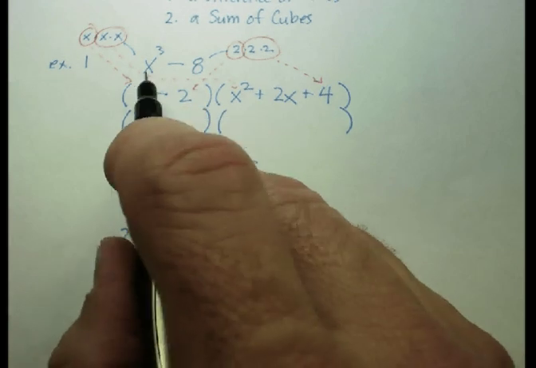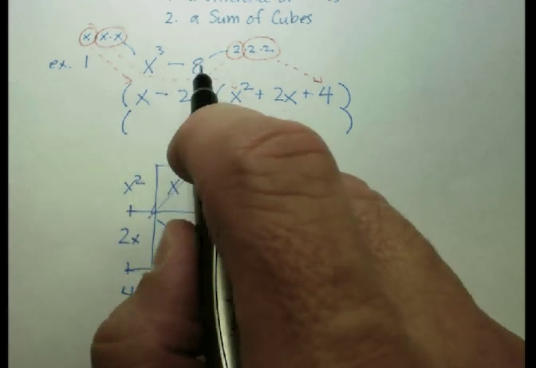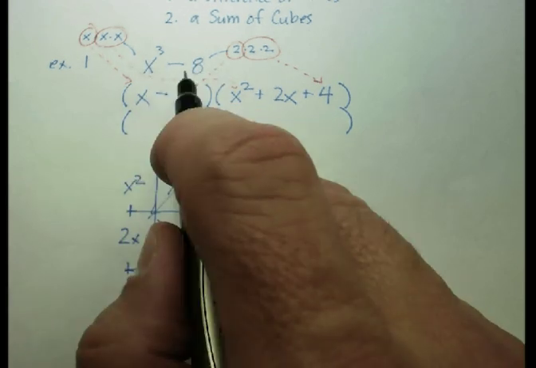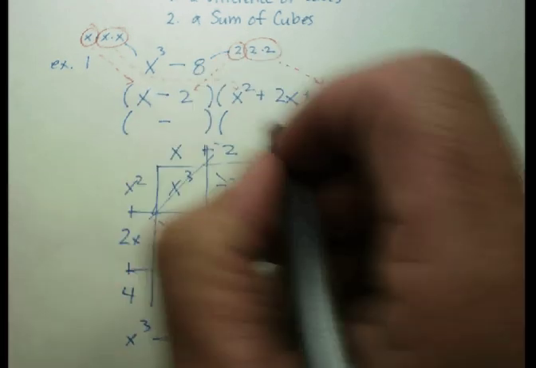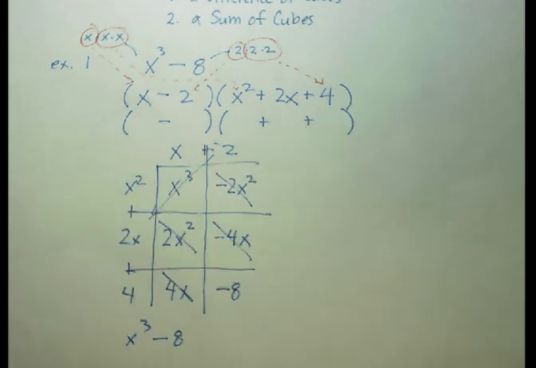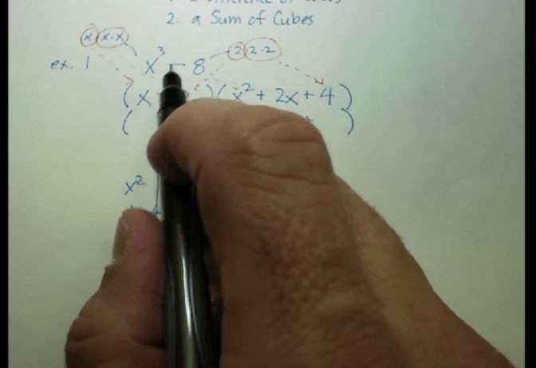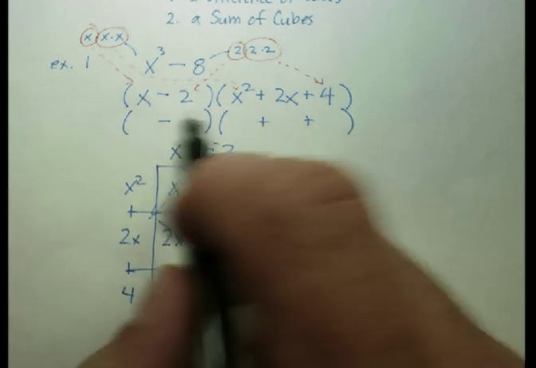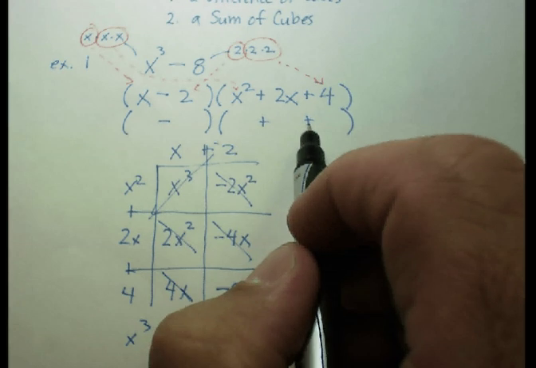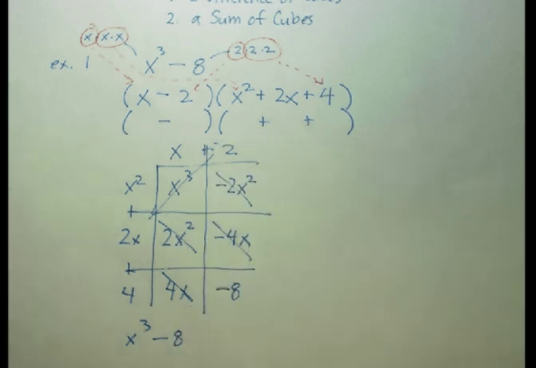When you see that this is a cube and this is a cube, and you've got a difference between them, put down the following signs: minus, plus, plus. Again, remember, how do I know that? If you start with a minus, you start with a minus here. This one's always the opposite, and the last one's always going to be a plus.